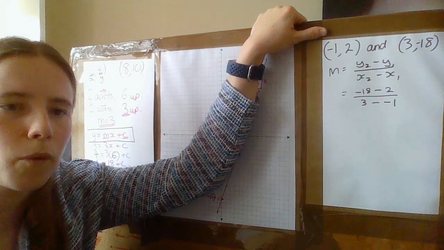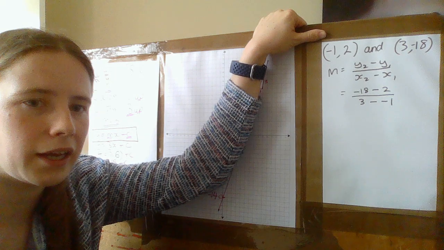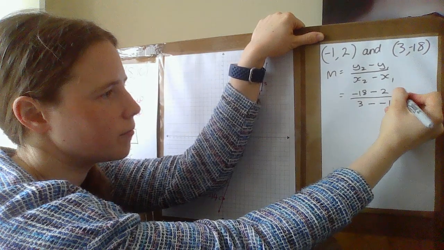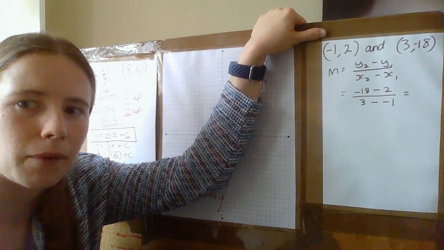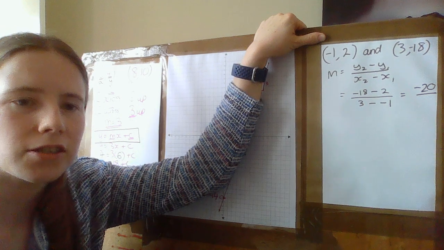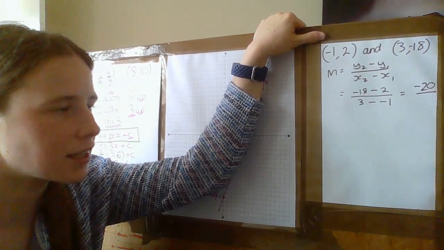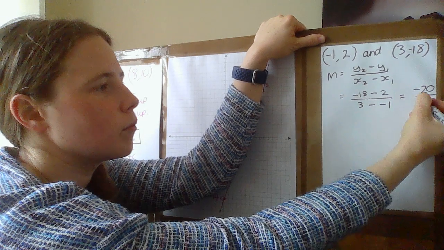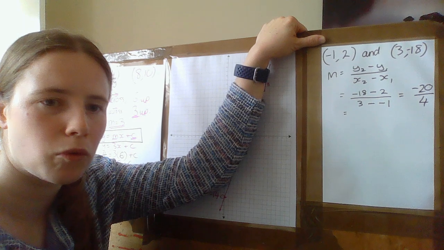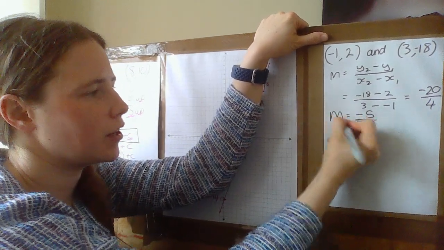You'll notice I'm always subtracting even if it's a minus, so I'm writing minus minus 1. Okay, so make sure you write that down and then think carefully about the negatives. So negative 18 take away 2 gets us down to negative 20. Minus 3 take negative 1. Well, taking a negative is the same as adding, so we're doing 3 plus 1, which is 4. So my gradient is minus 20 divided by 4, or minus 5. That is my m value.